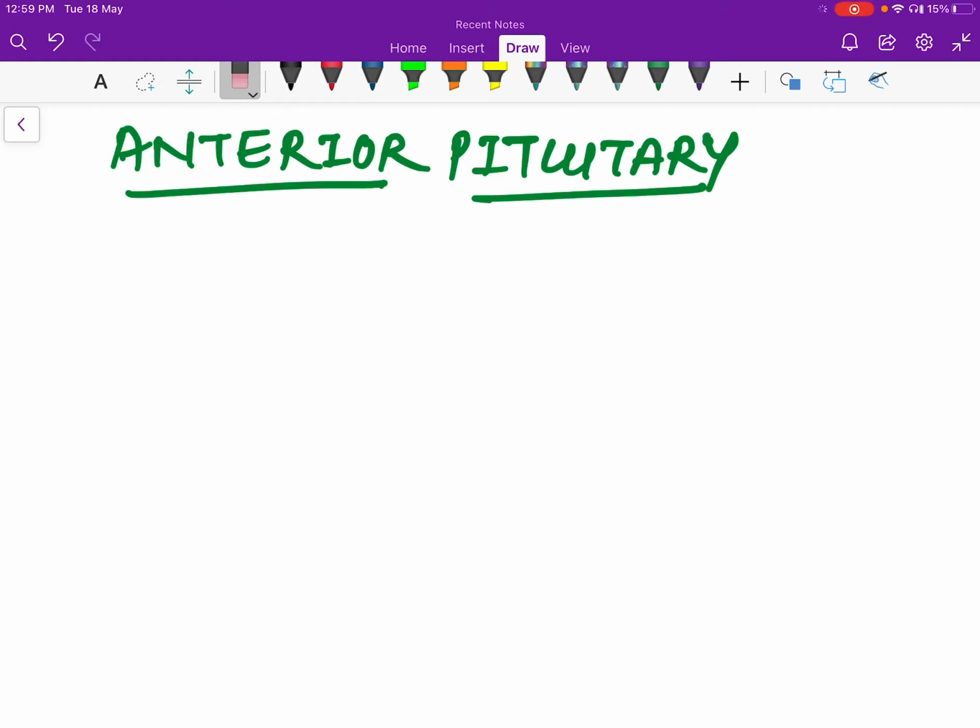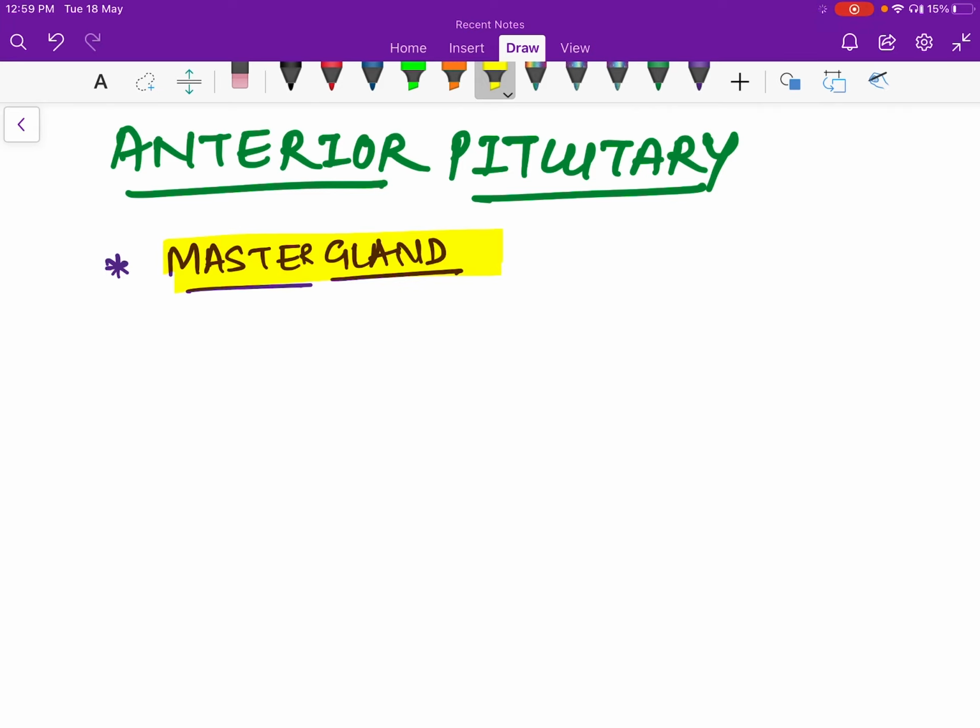So let us start with one of the most important glands called the anterior pituitary gland. The first important point about anterior pituitary gland that we should know is that it's called the master gland of the body. The reason it's called a master gland is because other glands of the body are directly or indirectly controlled by this anterior pituitary gland.